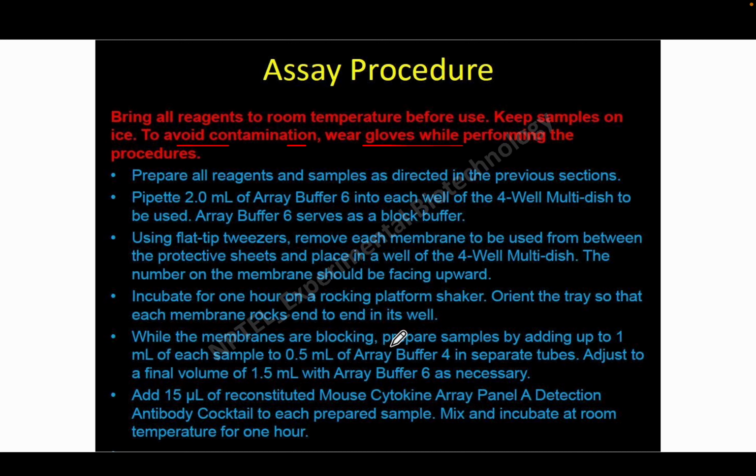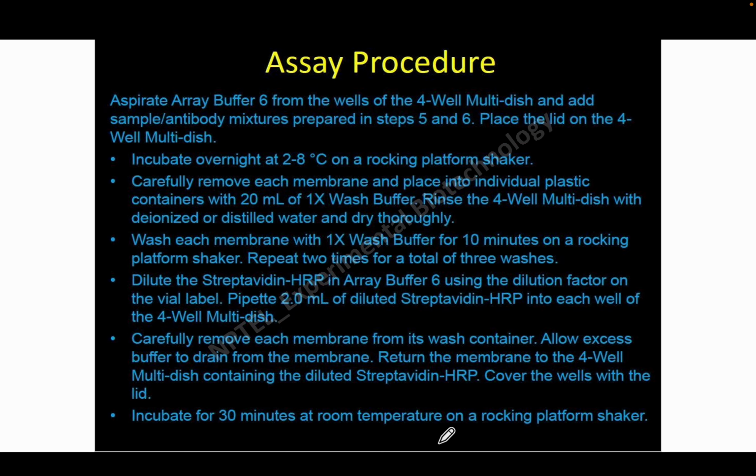While the membranes are blocking, prepare samples by adding up to 1 ml of each sample to 0.5 ml of array buffer 4 in separate tubes. Adjust to a final volume of 1.5 ml with array buffer as necessary. Add 15 microliters of reconstituted mouse cytokine array antibody cocktail to each prepared sample. So this is the same assay procedure we are discussing.